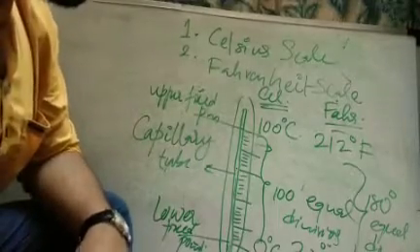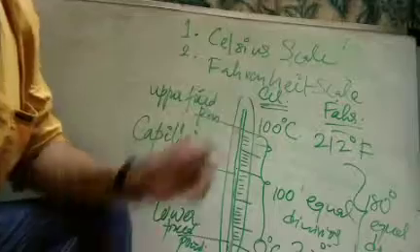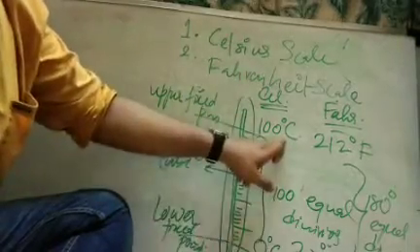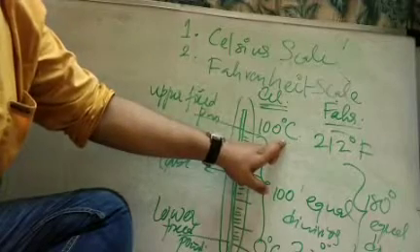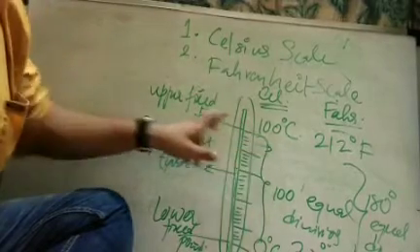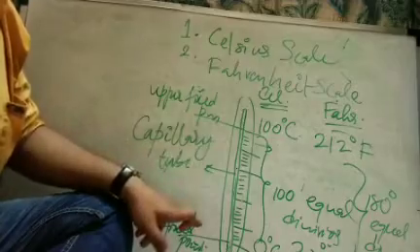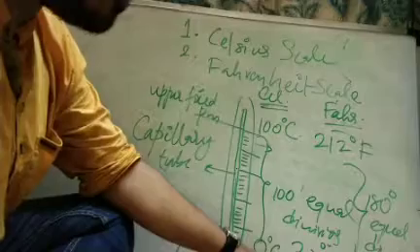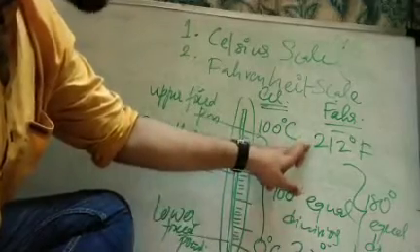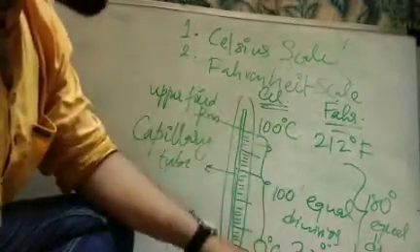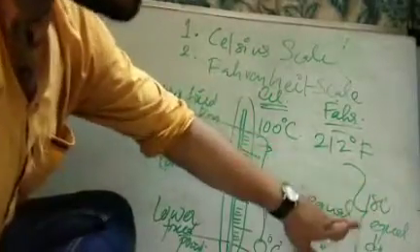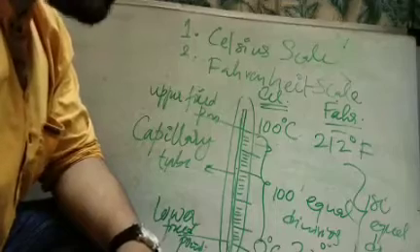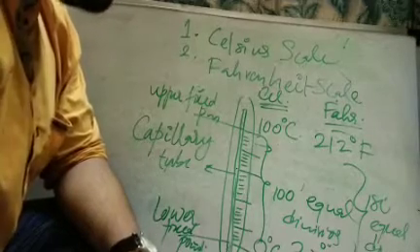So students, this is a very important point to remember, that in Celsius scale, the lower fixed point is 0 degree centigrade, the upper fixed point is 100 degree centigrade, and there are 100 equal divisions between upper fixed point and lower fixed point. Whereas in Fahrenheit scale, the lower fixed point is 32 degree Fahrenheit and upper fixed point is 212 degree Fahrenheit, and there are total 180 equal divisions between this upper fixed point and lower fixed point.